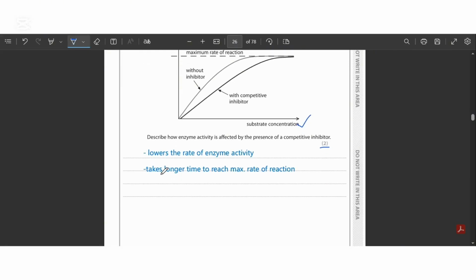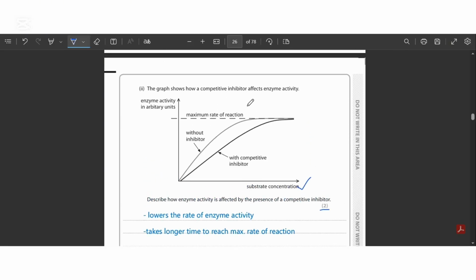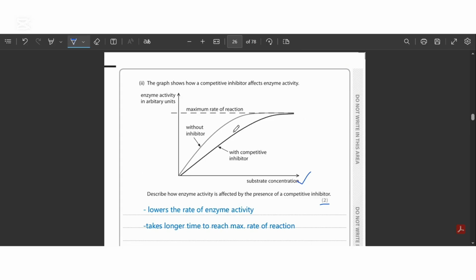Since it is a two-marker question, I have listed in points that number one, it lowers the rate of enzyme activity. Number two, it takes longer time to reach max rate of reaction for the competitive inhibitor. As you can see right over here, as I have explained. So since we have completed this question, let's move on to the next part.